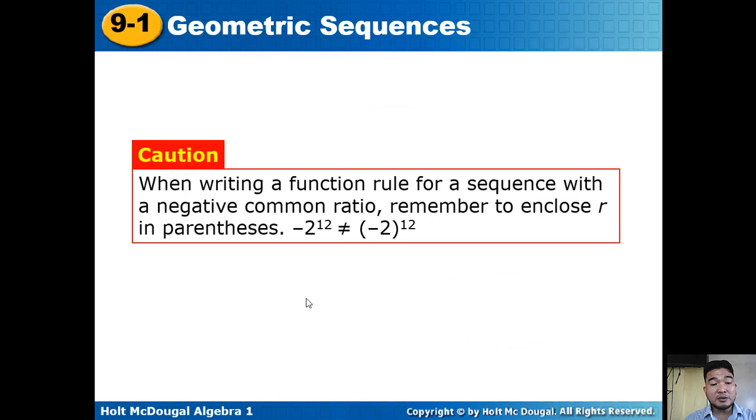Caution: when writing a function rule for a sequence with a negative common ratio, remember to enclose r in parentheses. So negative 2 raised to 12 is not equal to the quantity of negative 2 raised to 12. They are different. What you will be getting in the first expression here at the left side is negative 1, while what you will be getting from here is a positive 1, and a positive and a negative integer are two different integers.